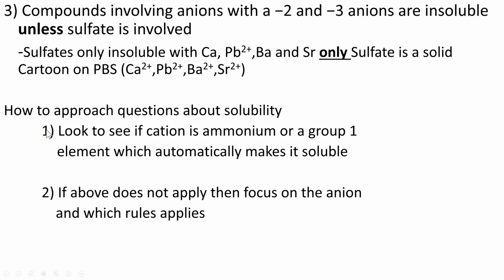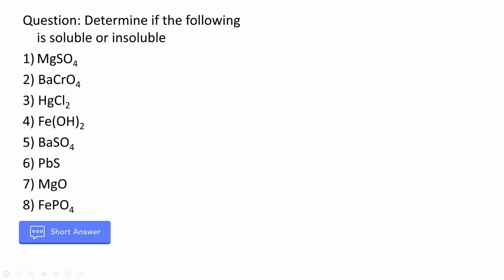So how do you approach questions about solubility? One, look to see if the cation is ammonium or group 1, which is automatically soluble. So if we see group 1 or ammonium, soluble, you're done. Move on. If that does not apply, then your focus is going to be the anion, because that's what's going to determine if it's soluble or insoluble. So the only time you focus on the cations is group 1 and ammonium. The rest of the time, you focus on the anion, and then you have your Brickle rule, your happy solid, and all those different rules you have to memorize so you can apply them appropriately.